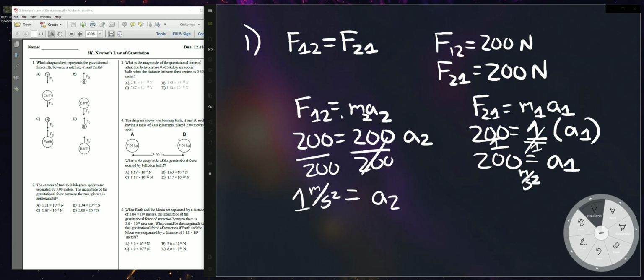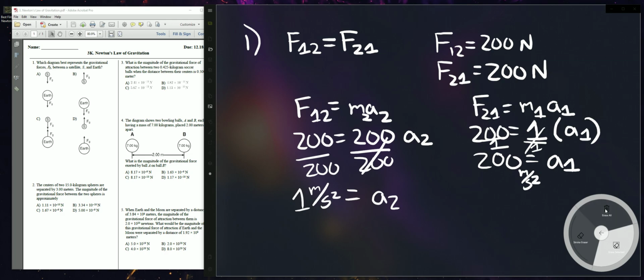So even though my forces are the same here, the accelerations these masses feel are completely different. The acceleration that mass 2 feels, because its mass is 200, is only a very small acceleration, whereas object 1 has such a low mass that it feels such a high acceleration. It feels an acceleration of 200 meters per second squared.